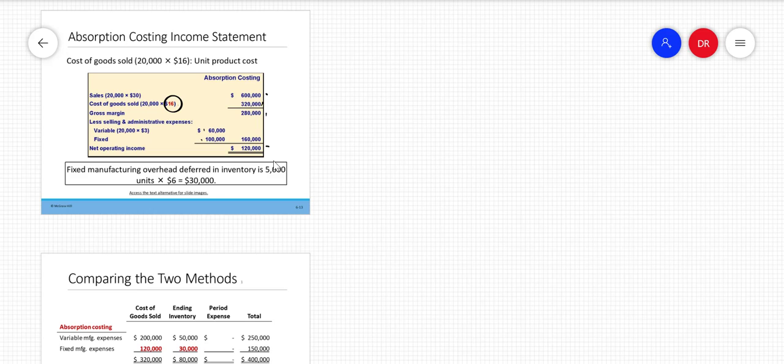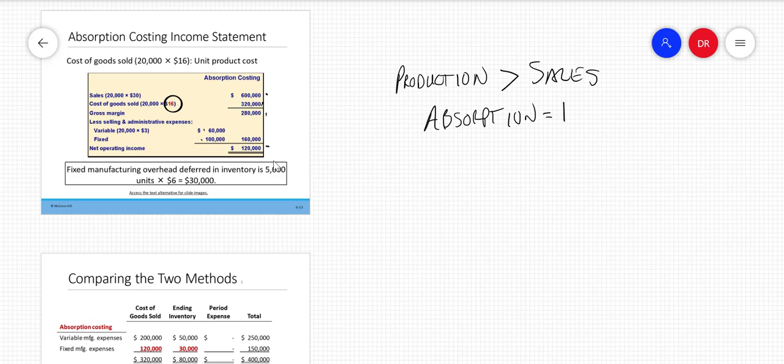The reason you see that difference is because the production exceeds sales. So if production is greater than sales, absorption will give you a higher net income. All right, that's an important point.